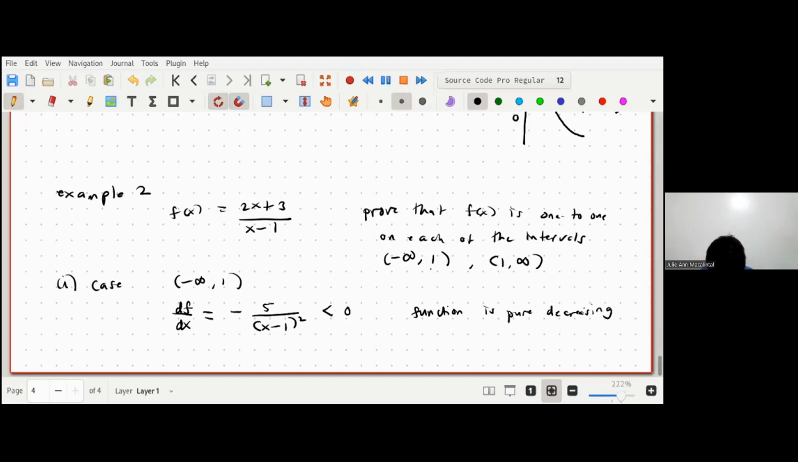Ngayon, paki-graph yung f of x equals 2x plus 3 over x minus 1. So graph this function. Patingin. So gamitin mo yung Desmos, share your screen.